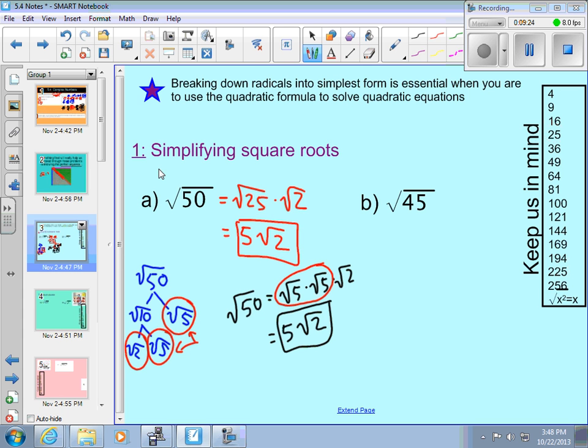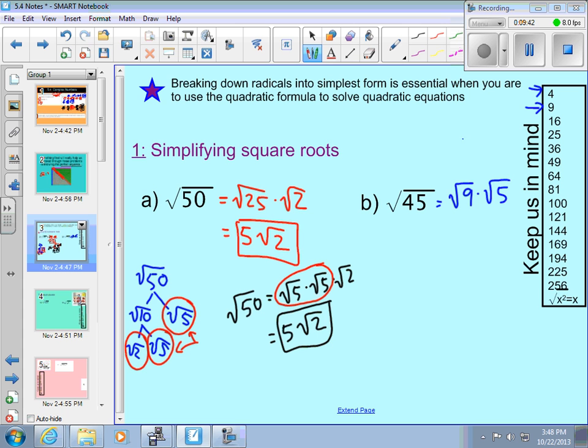I'll go down the list. Does 4 go into 45? No, it would have to be even for 4 to go in it. Does 9 go into 45? Yeah, I believe 9 does. So 9 times 5 is 45.